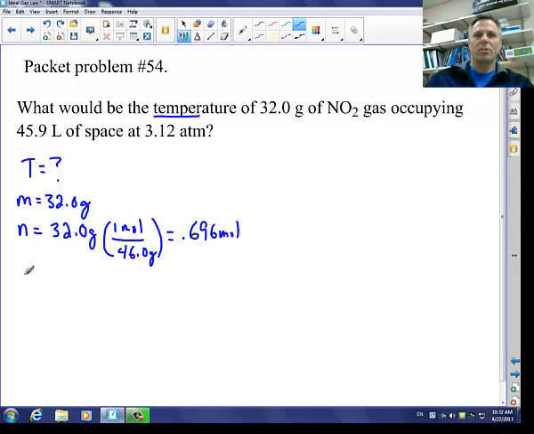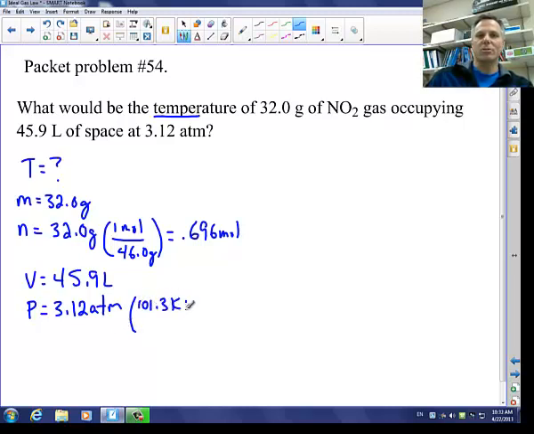Okay, and then it says the volume is 45.9 liters. And we have a pressure here in atmospheres. So this pressure is 3.12 atmospheres. Of course, we're going to want to change that right away to kilopascals. That's going to be our value for R. So we'll multiply by 101.3 kilopascals for every 1 atmosphere. I get that from my pressure conversion guide. When I multiply that together, I'm going to get 316.056. We'll just round it out to 316 kilopascals.